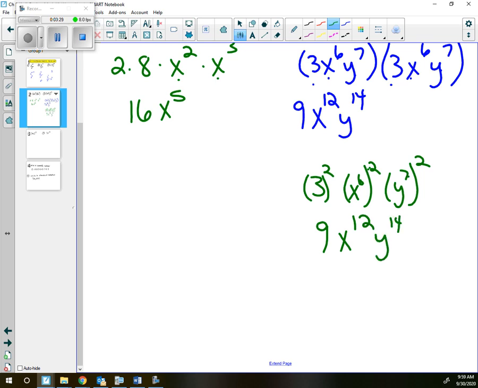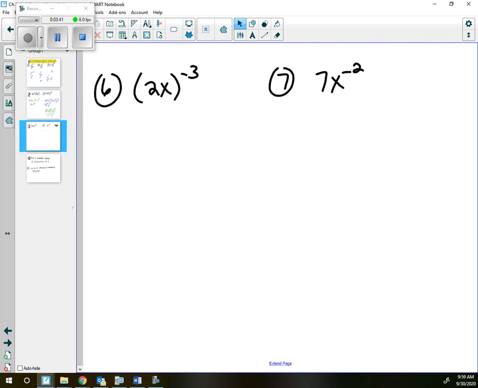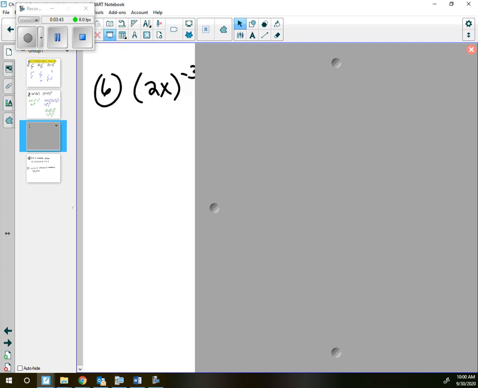It's just a different way of looking at it. If you had a bigger power on the outside, I'd never want to do it like I did the blue way, where I wrote out all the terms. You would want to take everything on the inside and raise it to that power. So it might be a more efficient way of solving. All right, let's take a look at a couple more here dealing with some of those exponent rules.